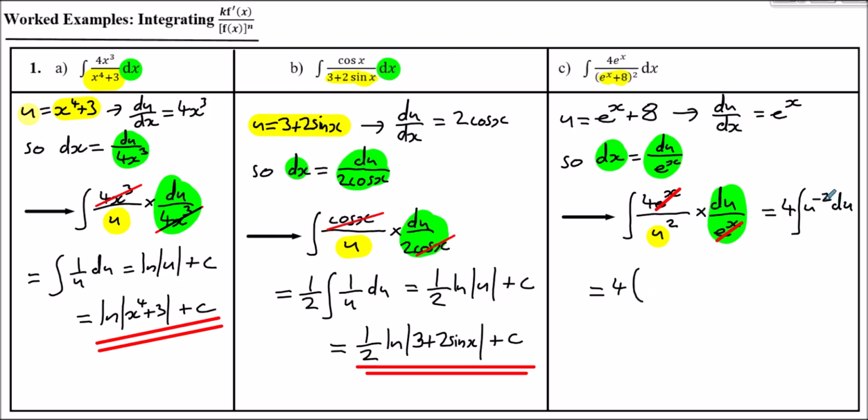add 1 to the power, so I get u to the minus 1, and divide by the new power. Anything divided by minus 1 is the same as multiplying by minus 1, so I'm just going to get minus u to the minus 1 there, plus c. Finally, put in what the actual u was, so it's minus 4. U to the minus 1 means 1 over, so it's 1 over u, which we said was e to the x plus 8, plus of course c.